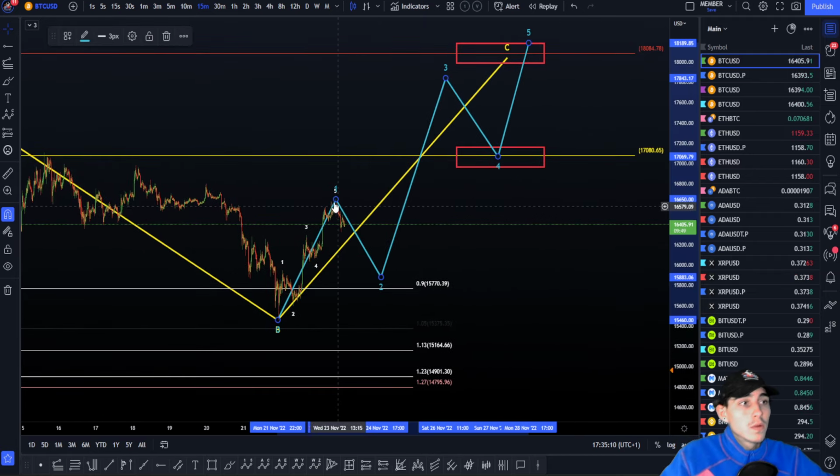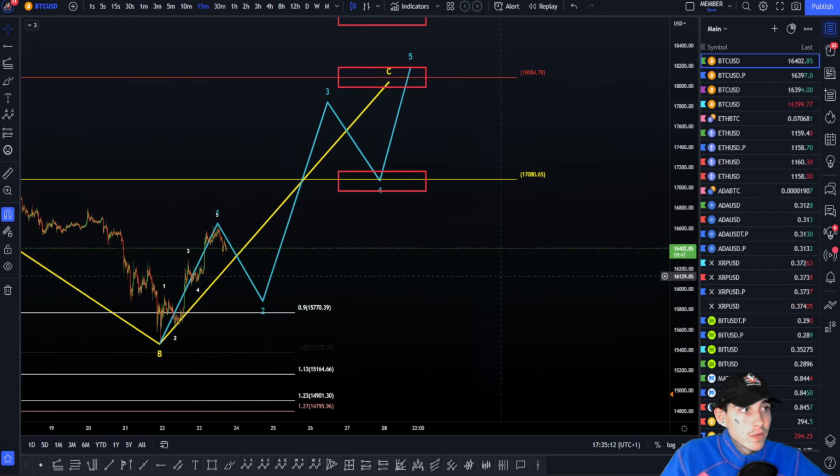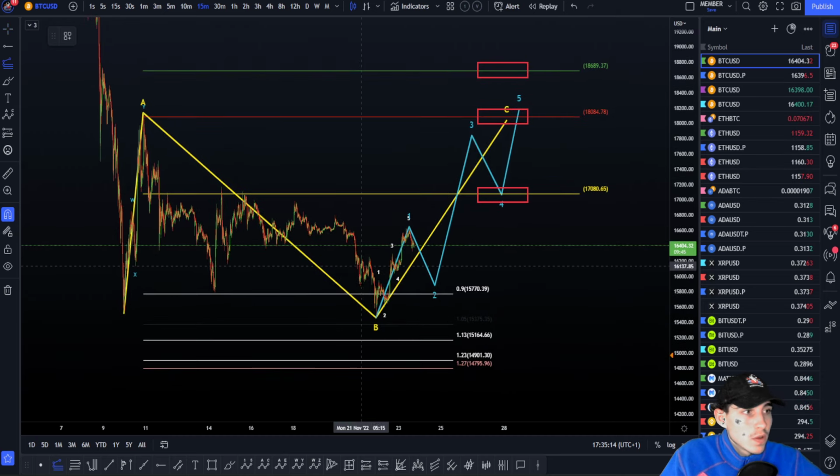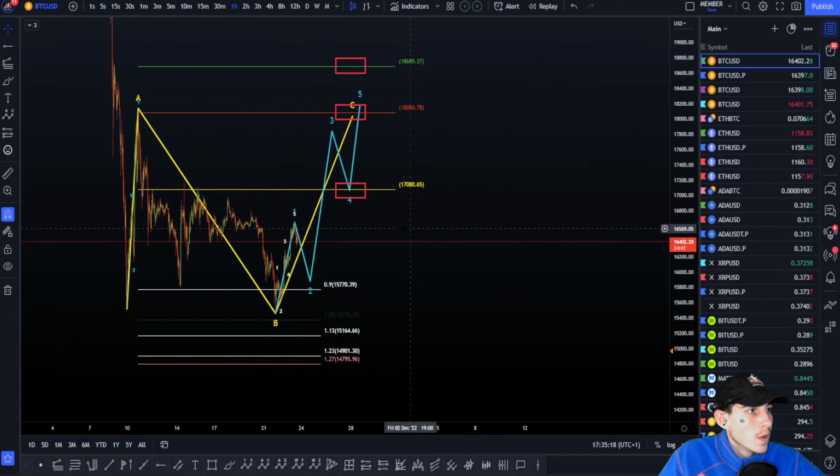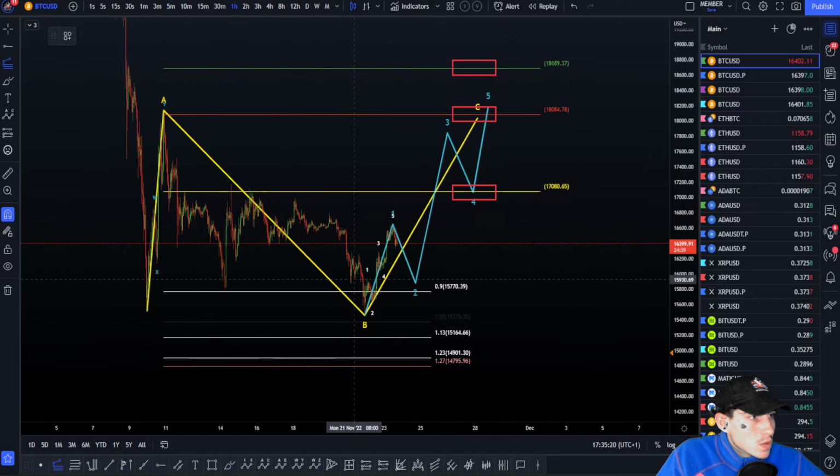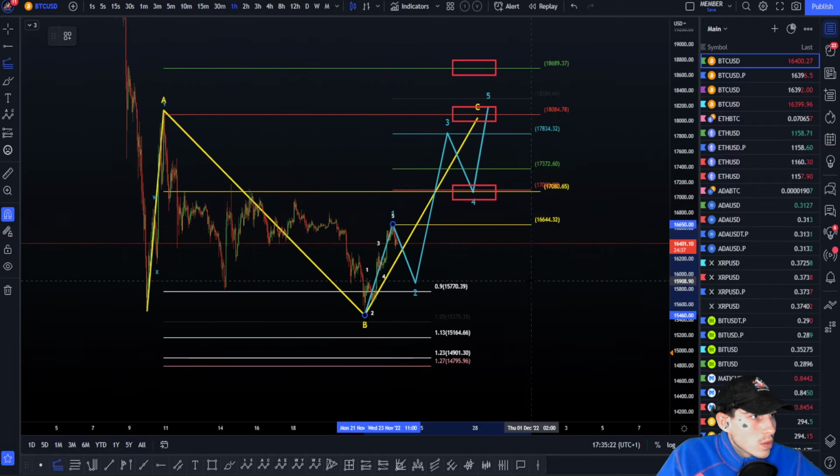In that case, we can look for an ABC zigzag for an impulsive. We do an impulsive here. I'm going to show the different targets. I'm going to play this from the wave 1 root if I can. I'm going to go on the one over here. So wave 1 root right here, wave 1 top, and the wave 2 bottom right there.